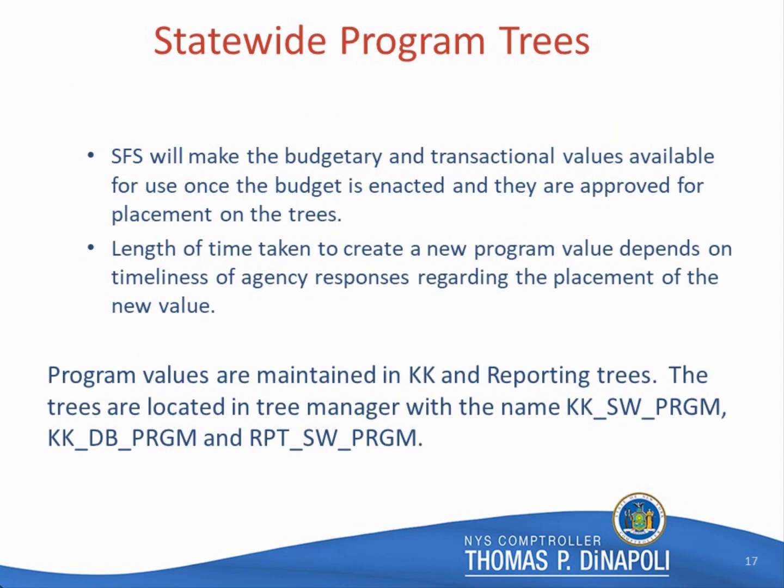Budgets and Spending begins a review of the new budgets as soon as the first executive budget comes out, and thus tries to request new programs from that budget and all consecutive budgets as they are approved. This is to speed up the process on getting new programs set up as soon as possible. SFS will make the new budgetary and transactional values available for use once the enacted budget is approved and the programs are approved for placement on the trees. The length of time that it takes to create new program values depends on timeliness of the agency to respond to their accountant in regards to the program being new and where on the trees they need to be placed.